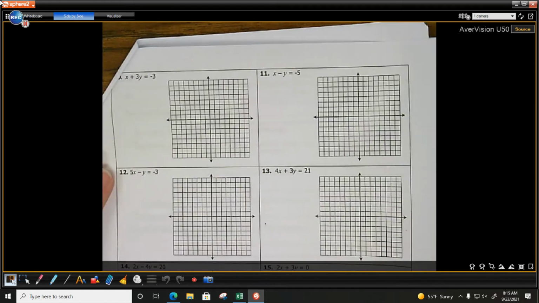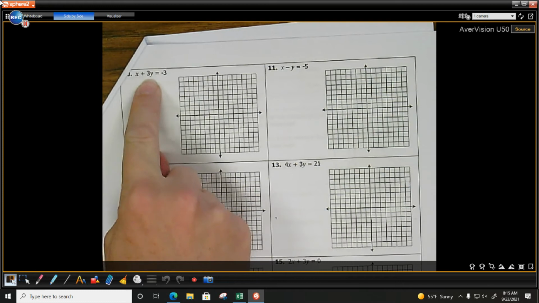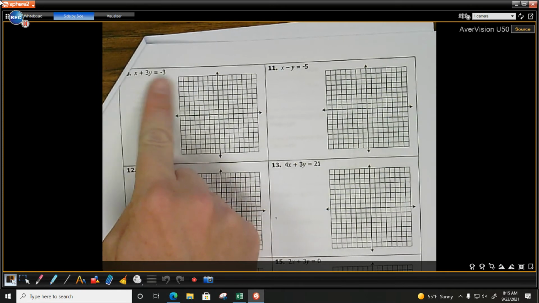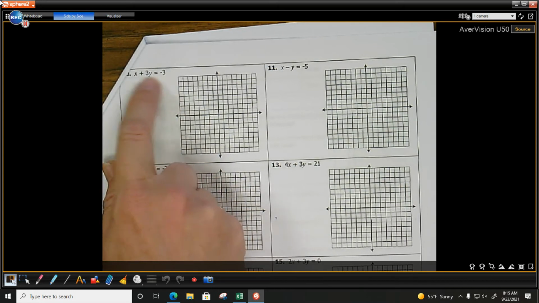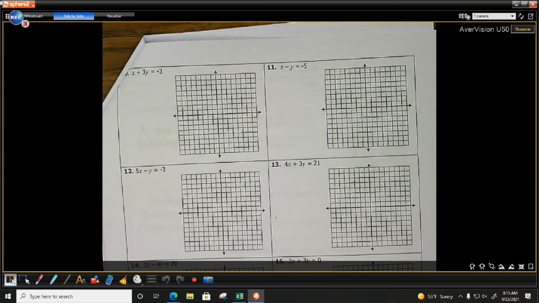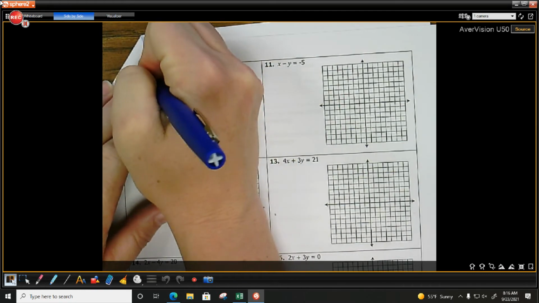These are not in slope-intercept form. Does anybody remember the form from last class, what this is called? When the x and the y are on the left and the constants on the right? Standard form. Good job. Standard form. So I need to solve this for y. Draw your line through the equals, circle y.